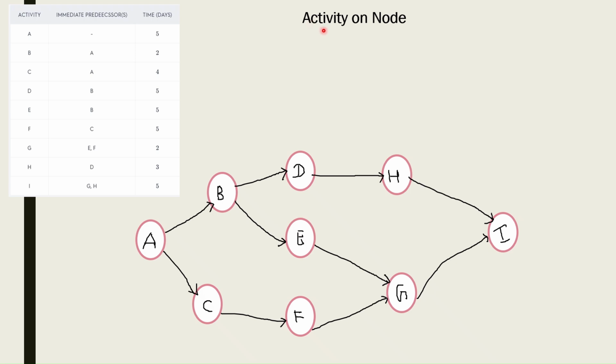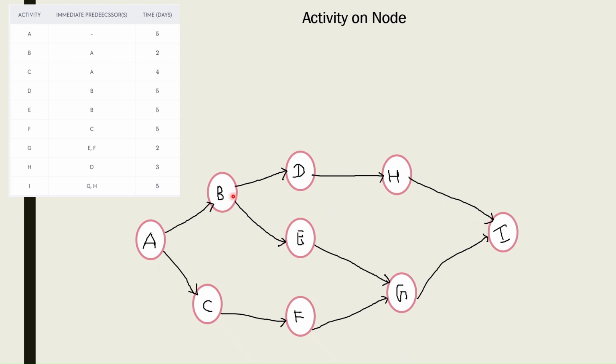Now based on this activity on node diagram, we are going to calculate the critical path, or the longest duration to complete this particular activity. If you can see, the starting point of this activity is considered as A, that is the starting node, and the end node is considered as I. To finish this particular activity, it is going to go through three paths. That is A, B, D, H, I. This is considered as one path.